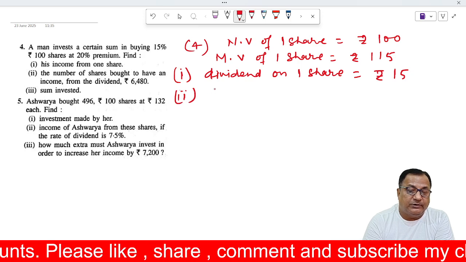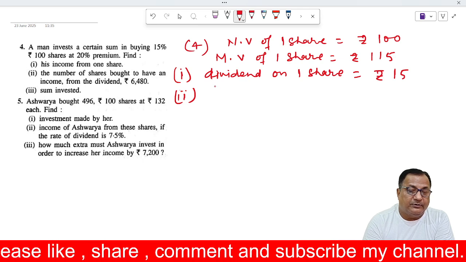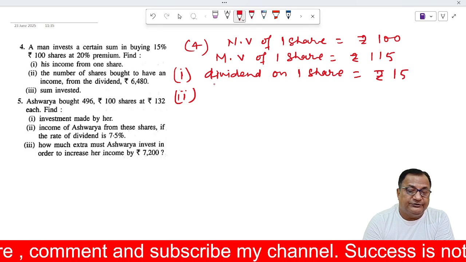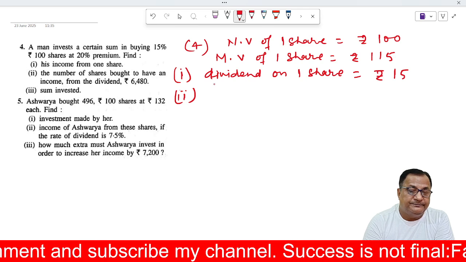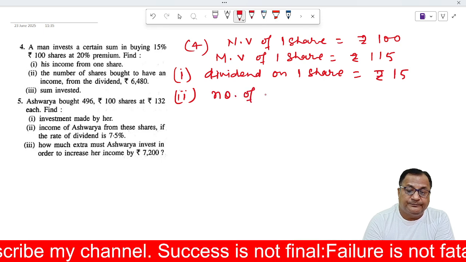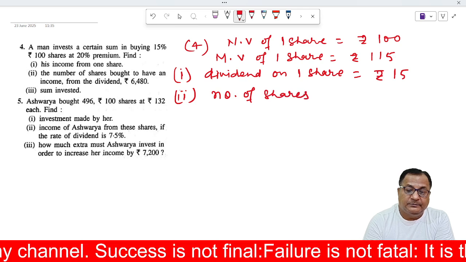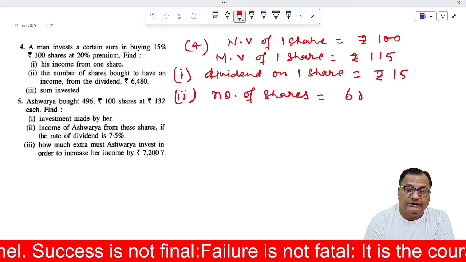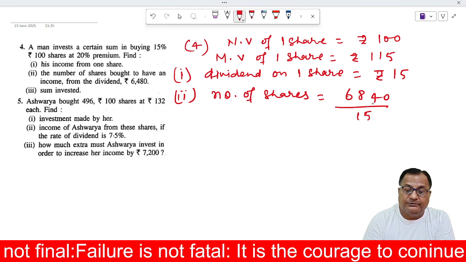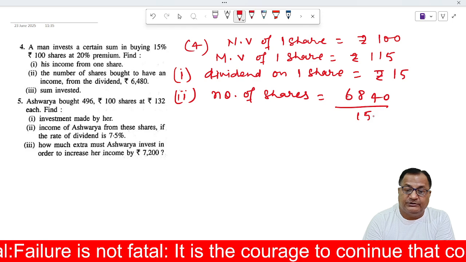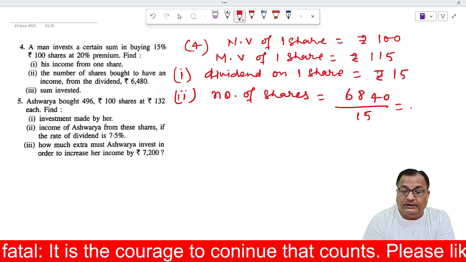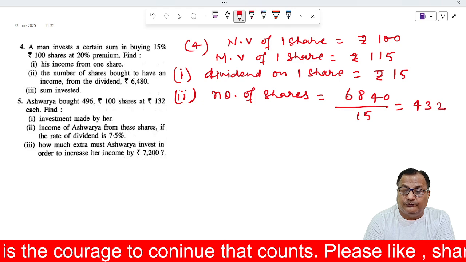Number 2. The number of shares bought to have an income from the dividend is this. Number of shares is equal to 6840 divided by 15. This is the total dividend and this is the dividend on one share. So if we calculate this, we will get 432.